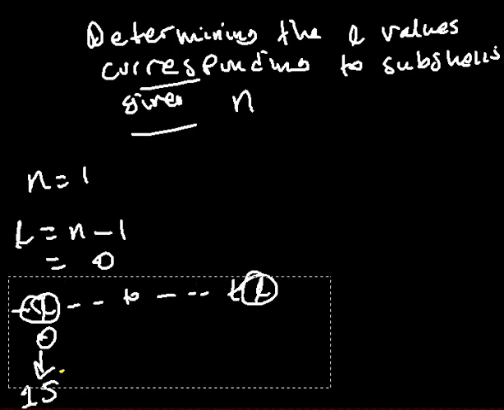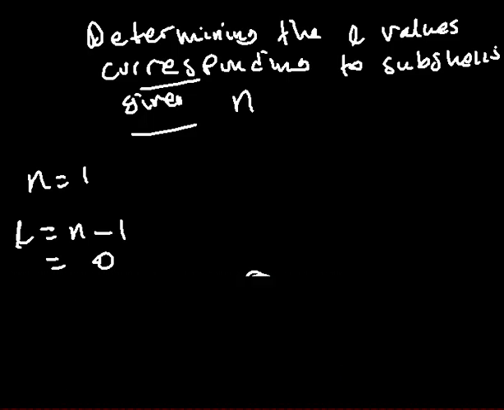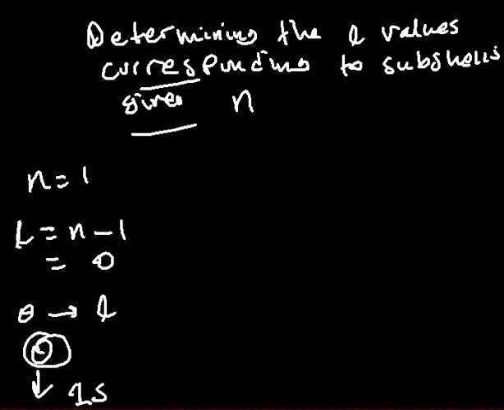I've confused something here. And by the way, the possible values of the subshells range from 0 to the value of L. For this case, we only have a single value of L, which is 0. It means the only possible value is 0, and that corresponds to 1s.